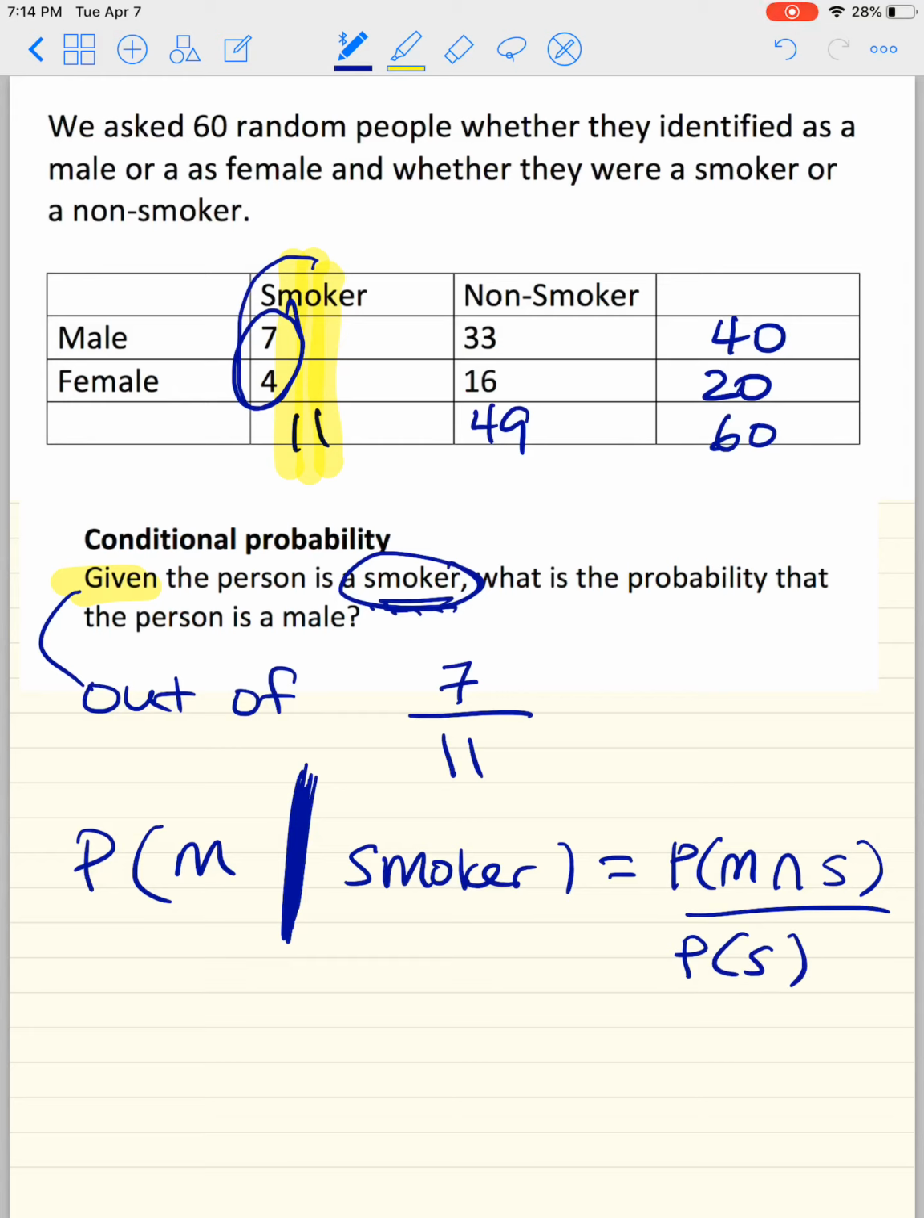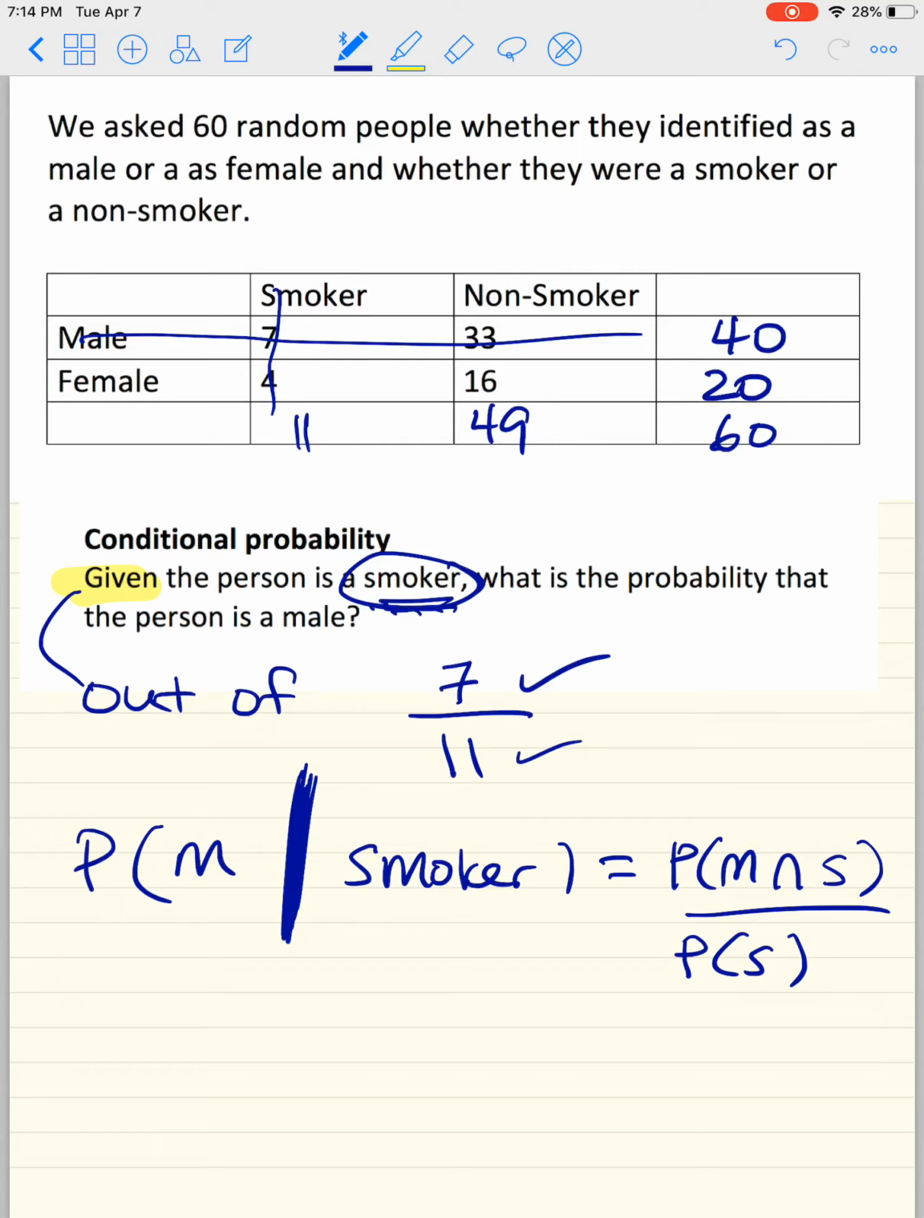Now, let me get rid of this. I should have left the 11. Okay, so where does male and smoker meet? So here's male, here's smoker. They meet at 7. So that's this guy. And then where does smoker meet? Or what is the probability of smoker?